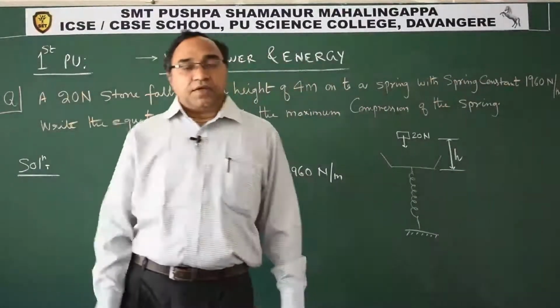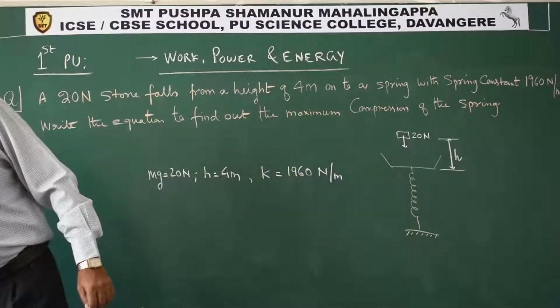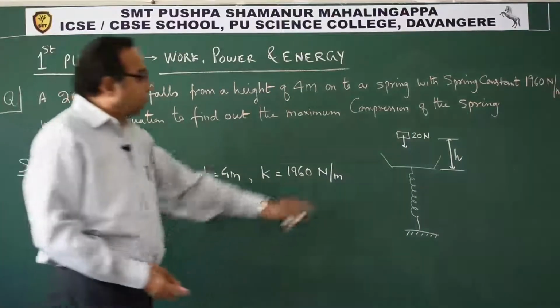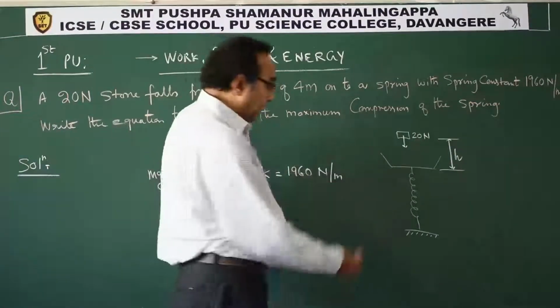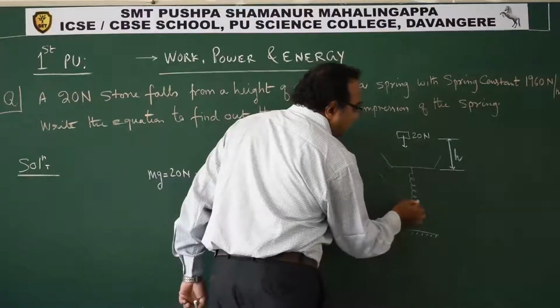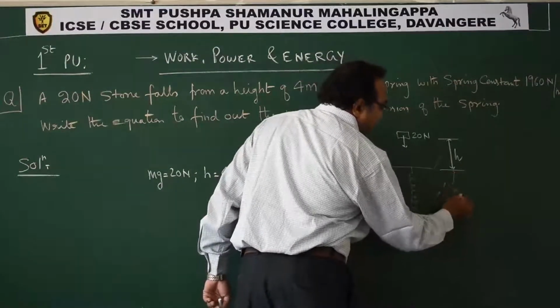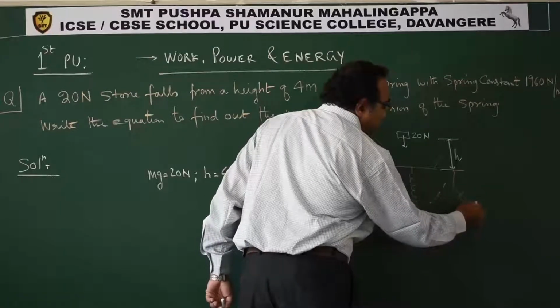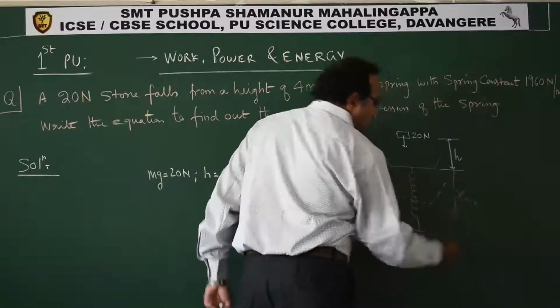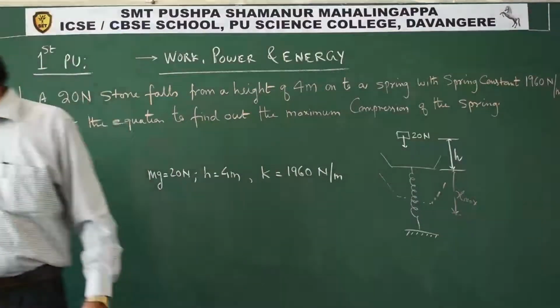Now what we can say, because the stone is falling on it, this particular stone will exert a force of 20 Newton on the spring, and this spring will get compressed. Let us say it comes to this position. So the compression here we have taken as the maximum compression, like this. This is a compression that has happened.